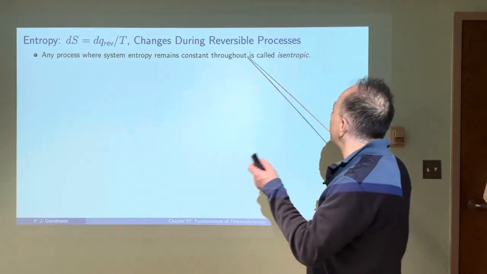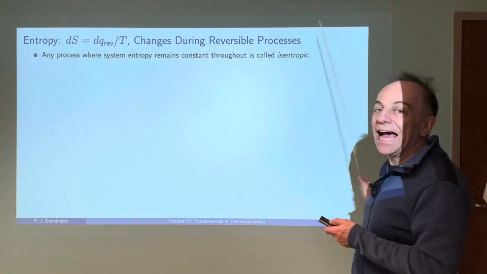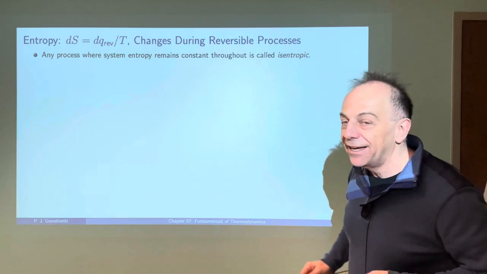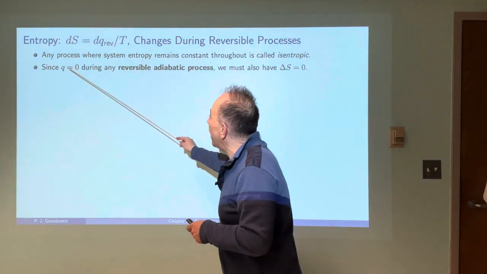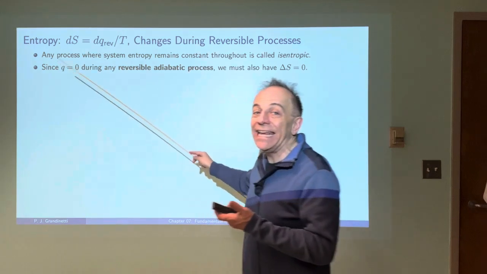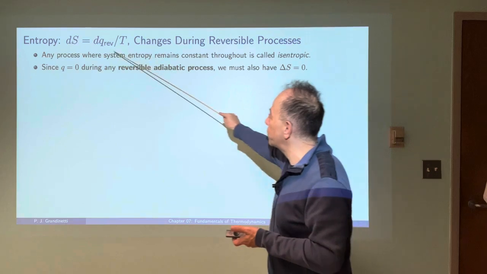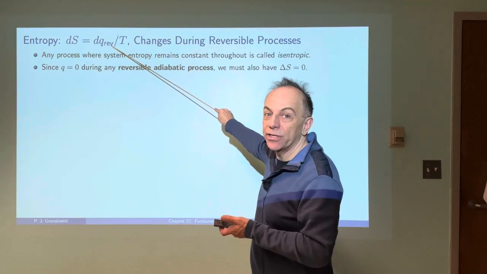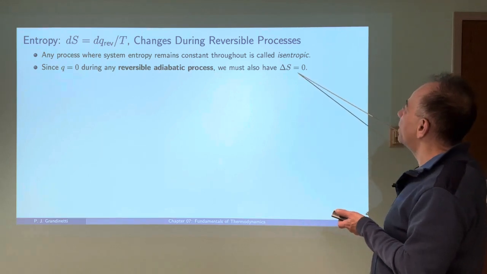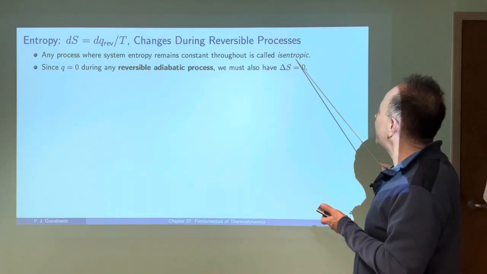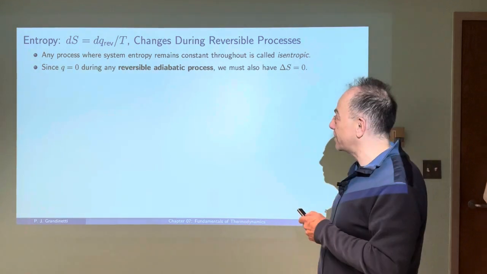So first of all, any process where the entropy remains constant, we're going to call that process an isentropic process. So a new word to add to your vocabulary book for thermodynamics. So if we have a process where there's no heat flow, so any adiabatic process, any reversible adiabatic process, because we're still insisting that we're using a reversible process here, then we will have delta S of 0. So that means we have an isentropic process for a reversible adiabatic process.